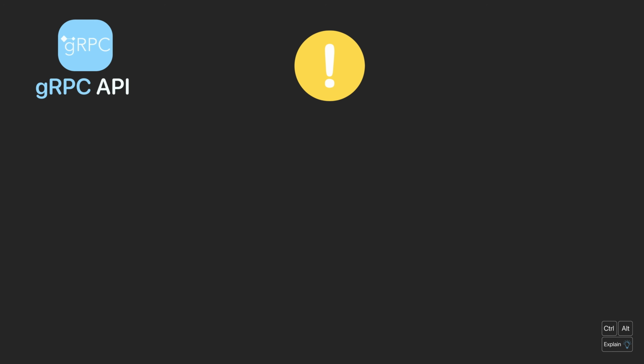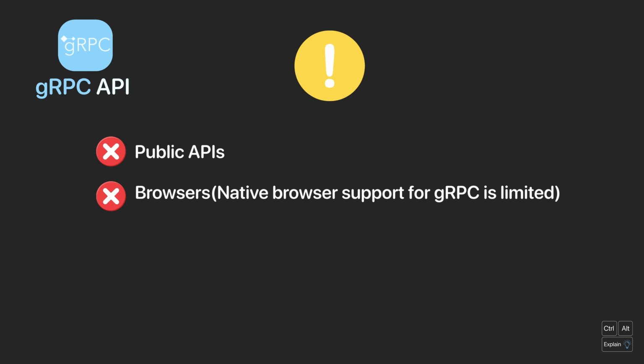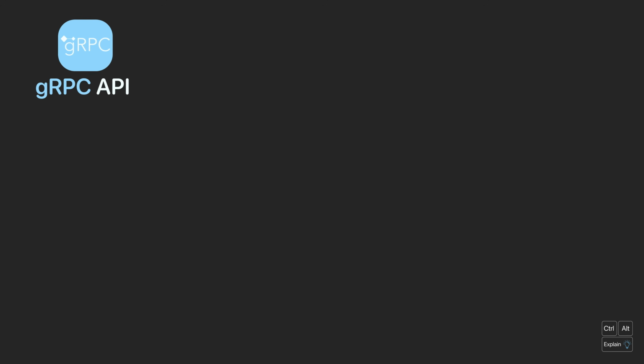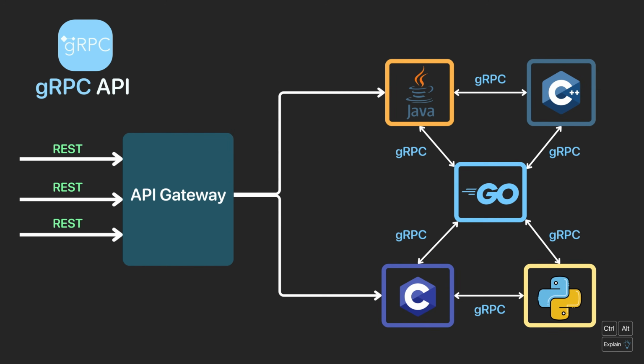We just talked about why gRPC is so fast and efficient, but speed isn't everything. So let's talk about where not to use it. gRPC is not a good choice for public APIs because most developers expect human-readable JSON. It also doesn't run natively in browsers without extra tooling, and its binary format makes debugging harder in systems that rely on readability. But inside your backend, gRPC absolutely shines. It's ideal for internal microservices written in different languages, all communicating through super fast gRPC calls. With an API gateway at the edge, you can expose REST API externally while keeping high-performance gRPC inside your system.